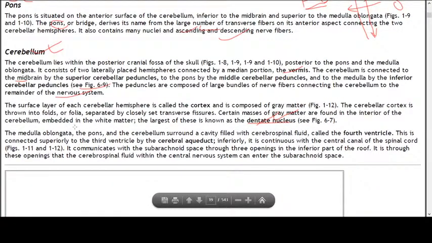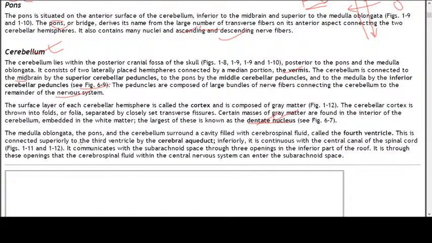The medulla oblongata, the pons and the cerebellum: the pons and the cerebellum surround a cavity filled with cerebrospinal fluid, called the fourth ventricle.